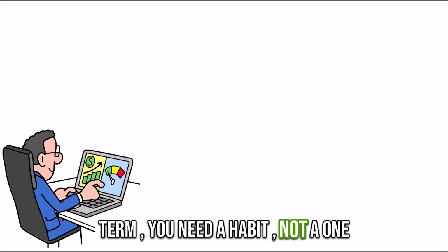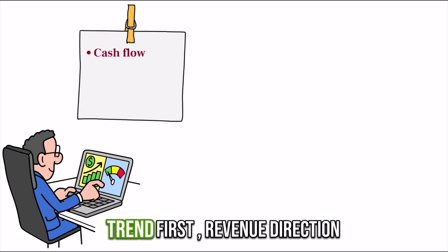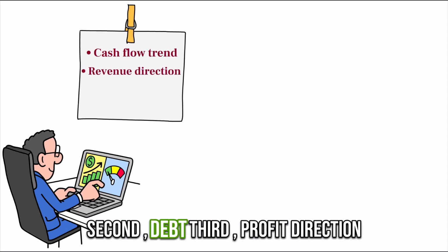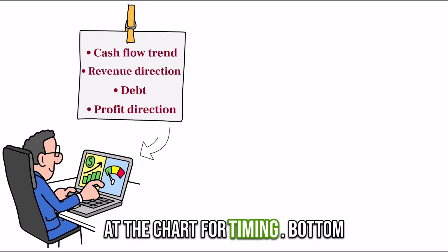To make this work long-term, you need a habit, not a one-time trick. Here's the Chart Whisperer checklist. Cash flow trend first, revenue direction second, debt third, profit direction fourth. Only after that do you look at the chart for timing.